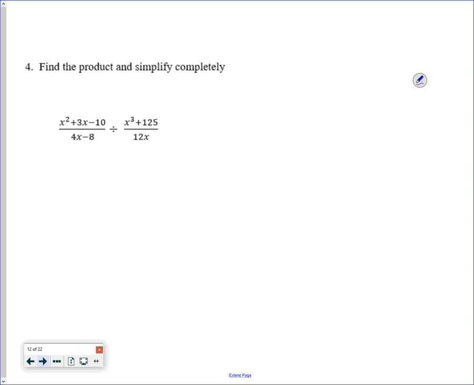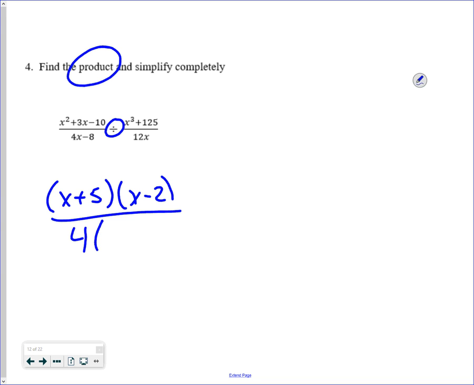Anytime I see a product, a multiplication, or a division for that matter, I need to think about factoring and canceling. And we have to worry about the divided by. So the top one factors to be x plus 5, x minus 2. The bottom one, don't forget about GCF. Then it's a times the reciprocal.